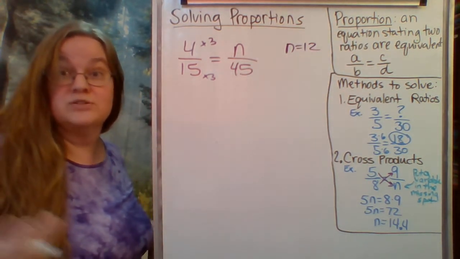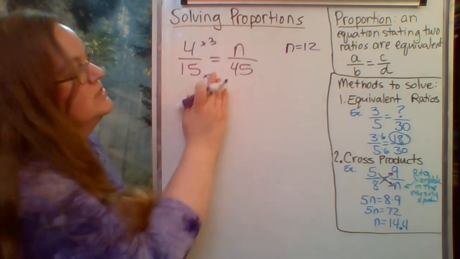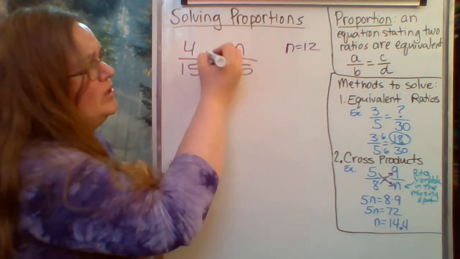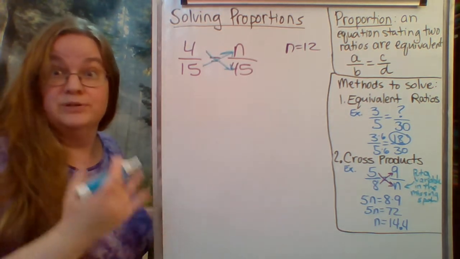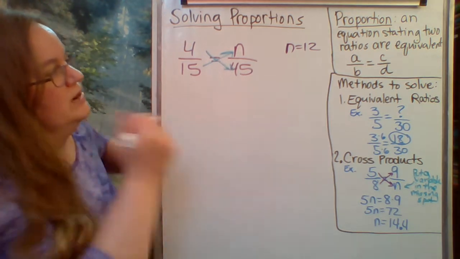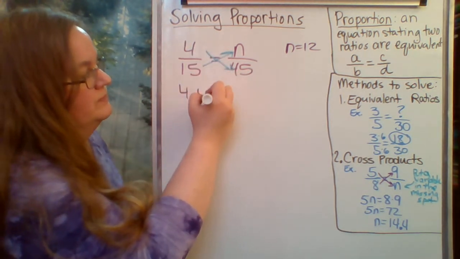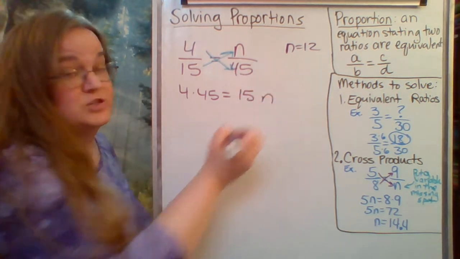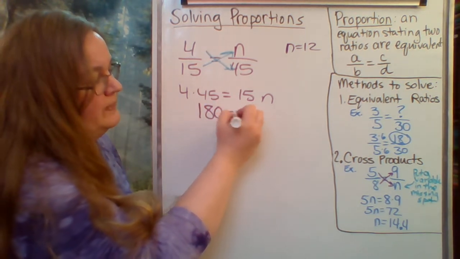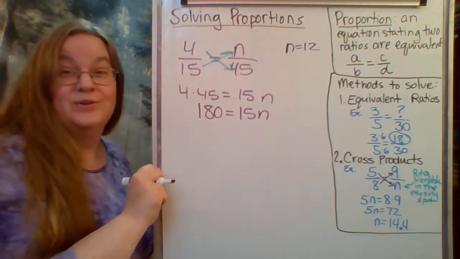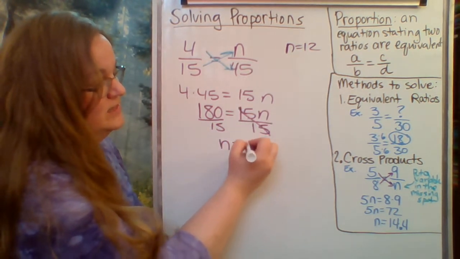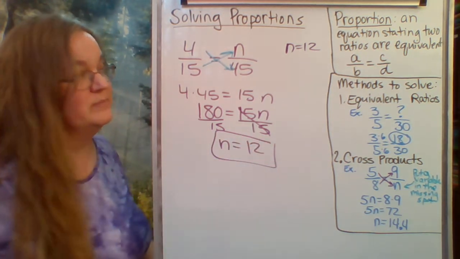But let's say you didn't notice or you don't know that 15 goes into 45 3 times. So you're like, okay, well, I'm going to use cross products. So let's use cross products. If you know the method, then you can use your calculator to help you with some of the calculations. And it's really not that bad. So when I do cross products, I would say that 4 times 45 has to equal 15 times mystery number. So when I do 4 times 45, that's 180. And then when I go ahead and divide that by 15, okay, n is going to equal 12. So either way, I'm going to come out with the same answer.